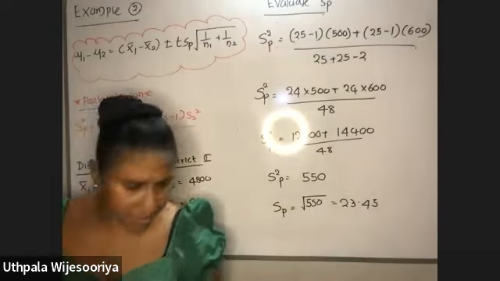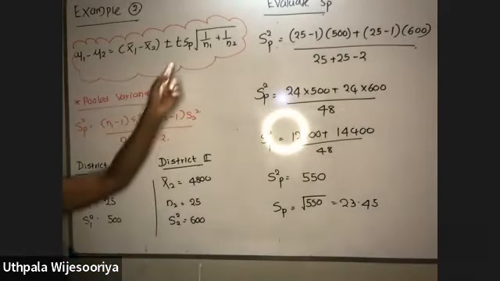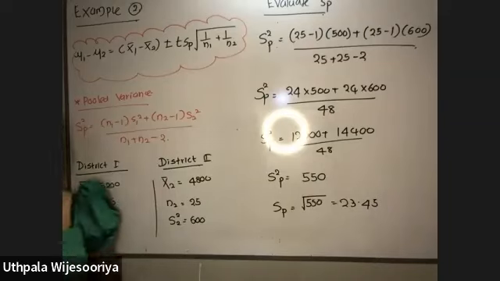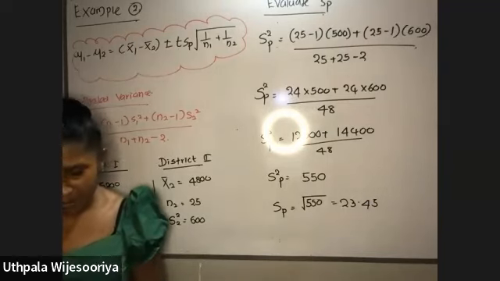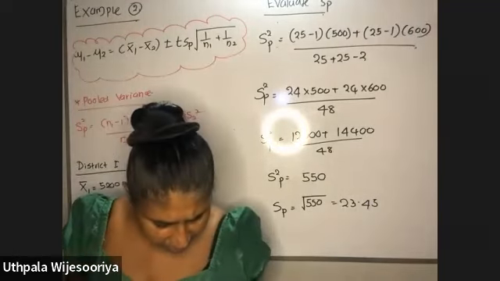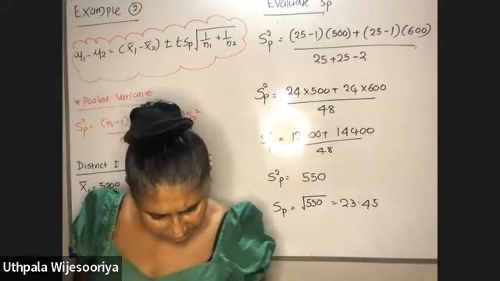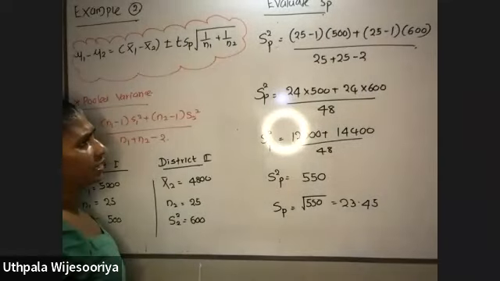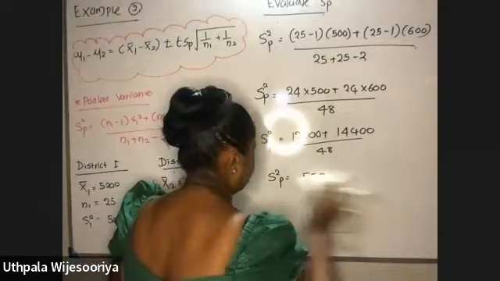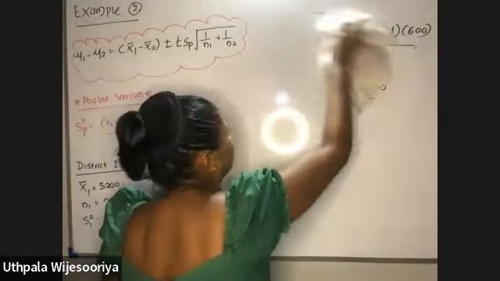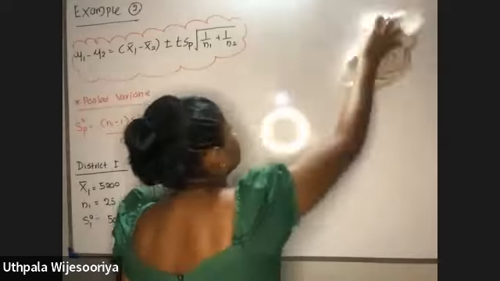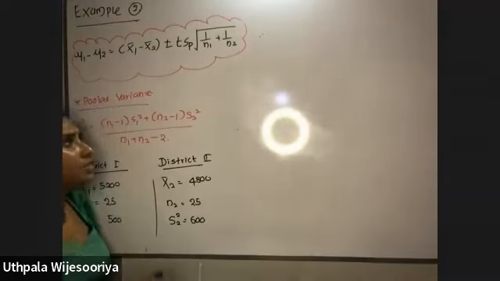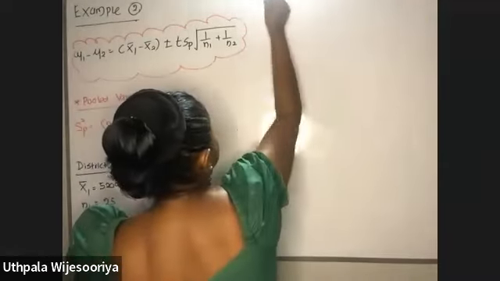Then x bar 1 is given, x bar 2 is given. Now we must find n1, n2, Sp. So we have to find the table value t, from the t table. Then we need to find out the table value, and the t value depends on the degrees of freedom.